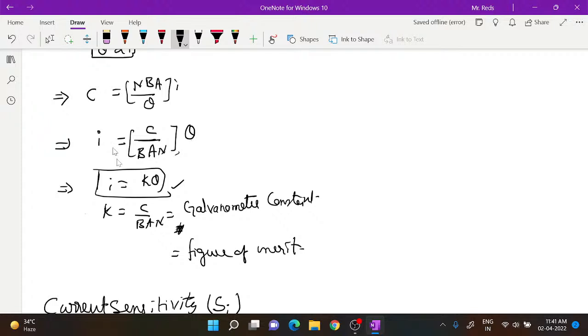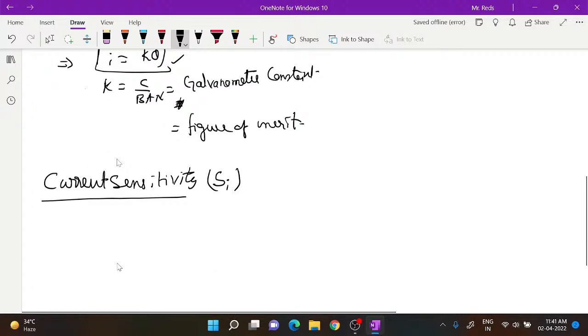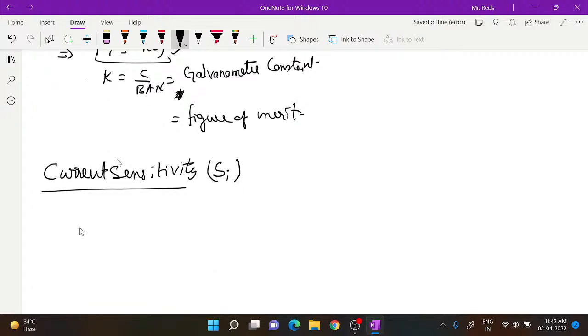Deflection per unit current. If you bring it here, then we will get theta by I is equal to BAN by C, right? From this relation, that will be called current sensitivity. I hope you remember the statement of it. If you want, you can write down the definition. What is current sensitivity? Deflection per unit current is called current sensitivity.